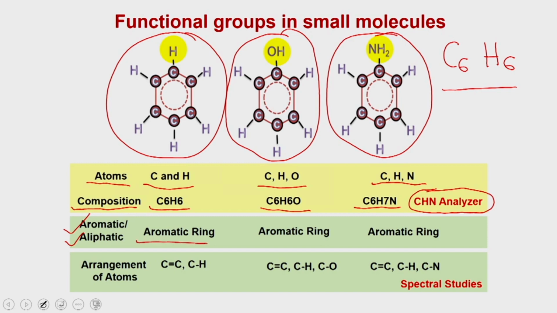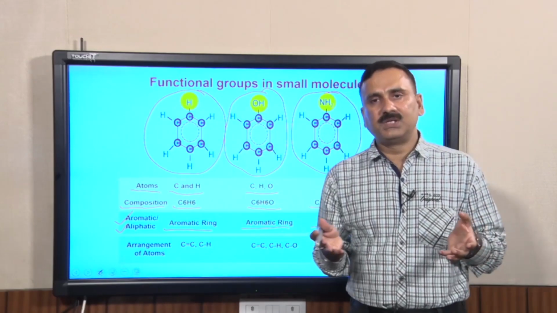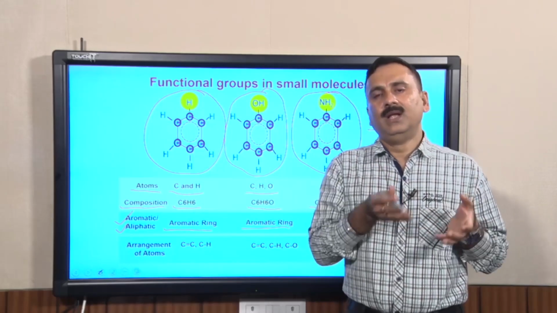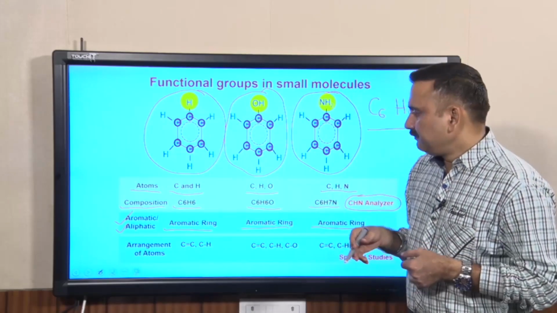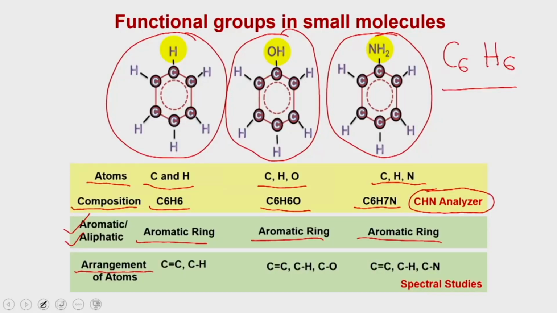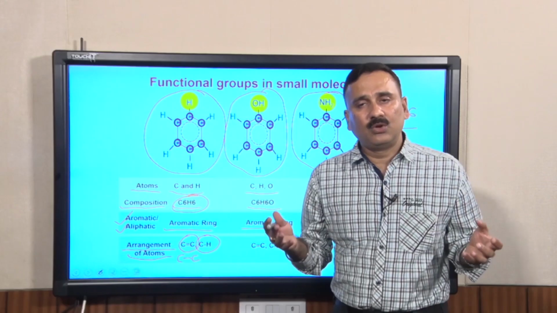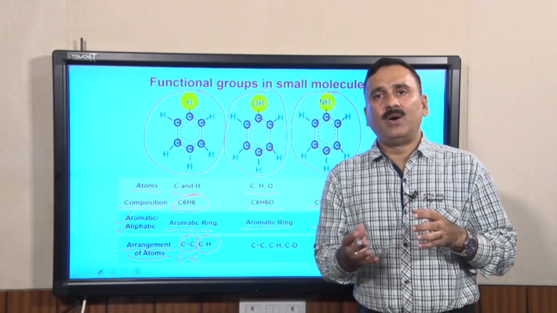In these cases all the three compounds have the aromatic ring, but you can do a set of reactions, and those reactions are going to tell you whether the compound is aliphatic in nature or aromatic in nature. Then you can also do a third analysis, and that is called the arrangement of atoms. So, now we know that this compound contains carbon and hydrogen, but whether the carbons are present in a single bond or in a double bond, whether the carbon has a bond with hydrogen, what is the nature of that particular bond, and so on.